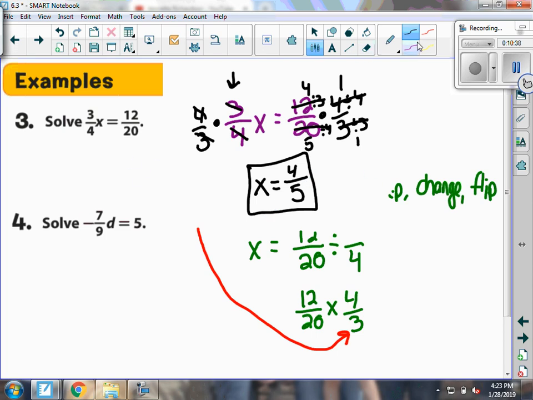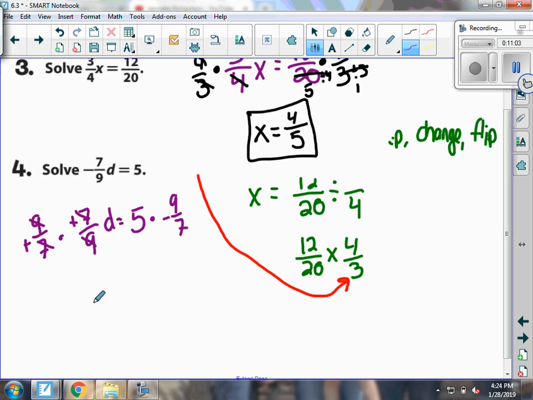We're going to do the same thing over here. So I have negative 7/9 d is equal to 5. So I'm going to multiply both sides by my reciprocal, negative 9/7. Do not forget that negative. So that 9 cancels out, 7 cancels out, your negatives cancel out because a negative times a negative is a positive. So we're left with just d over here. So far so good. That's what we want.